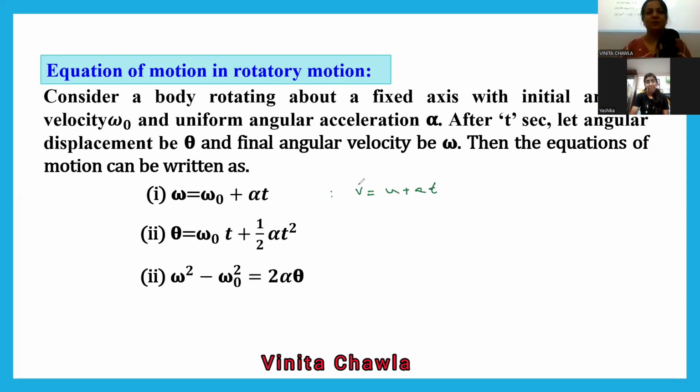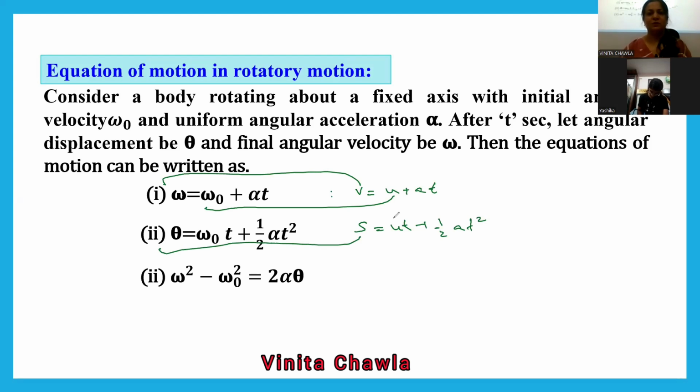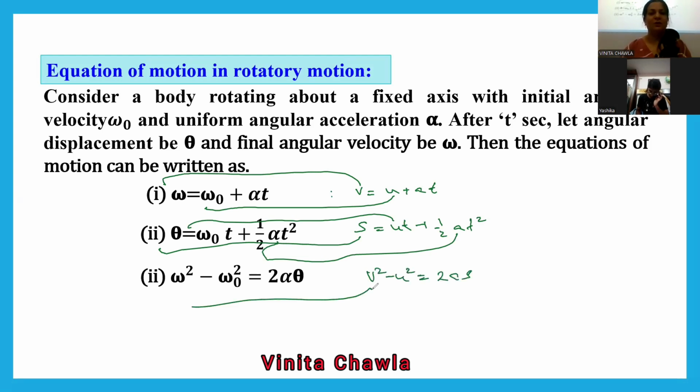In place of v we are writing omega and for u we are writing omega naught. And this is your s is equal to ut plus half at square. In place of s we are writing theta, in place of u we are writing omega naught, for a we are writing alpha. This is how we are doing. And third equation is v square minus u square is equal to 2as. Again for v we are writing omega square, for u we are writing omega naught, for a alpha, and for s we have theta. Okay, this is how you can compare.